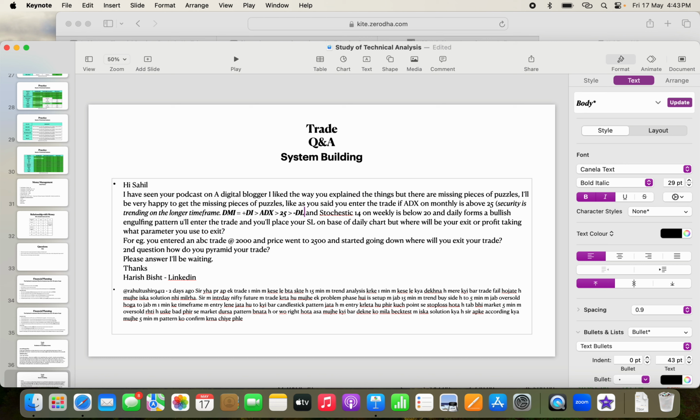So now I think I have addressed the first bit in which Harish is asking about the application of ADX to determine the trend, and since he has given the time frame as monthly, we are looking at it as investment in the direct stocks. Now, and the stochastic is 14. Stochastic 14 is a setting, so he has set it to 14.